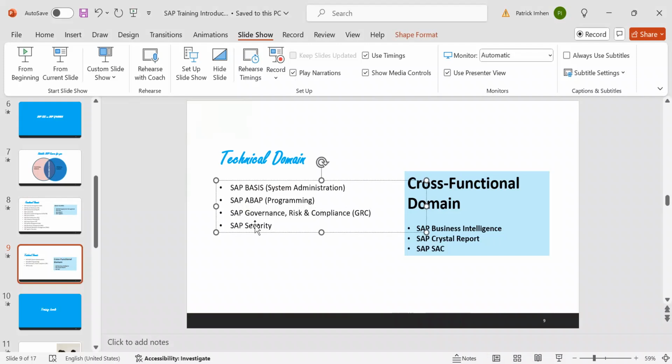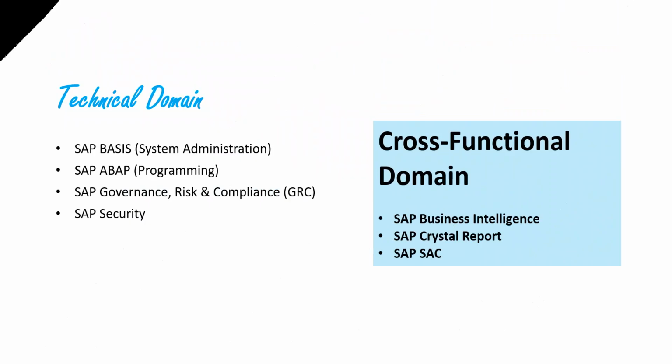GRC. Okay, so GRC, that would be governance, risk, and compliance, which has to do with security, but then has to do with things like access control and so on. And then you have the SAP security. Sometimes some people take the two courses together, GRC and security. It's actually better when you take GRC and security, but of course it's more expensive.